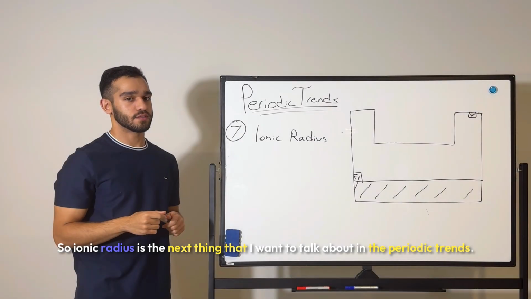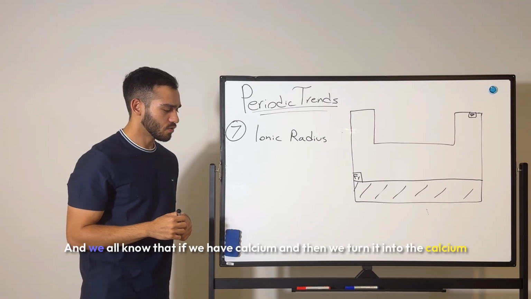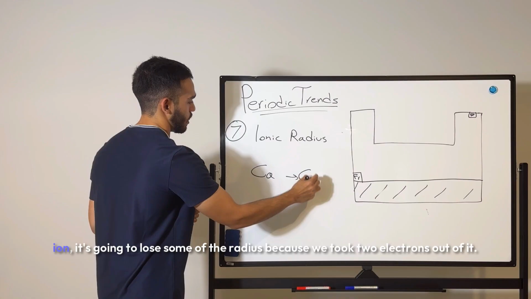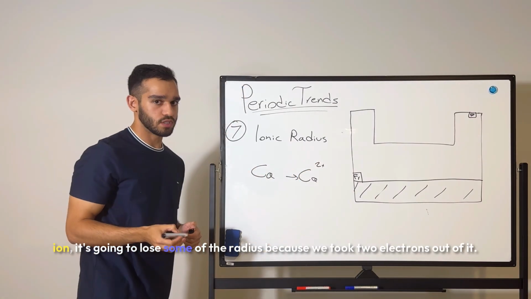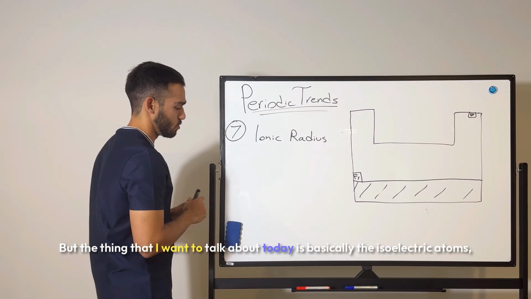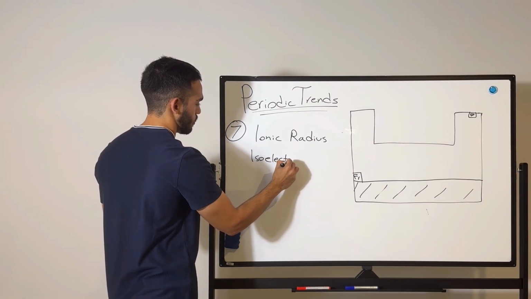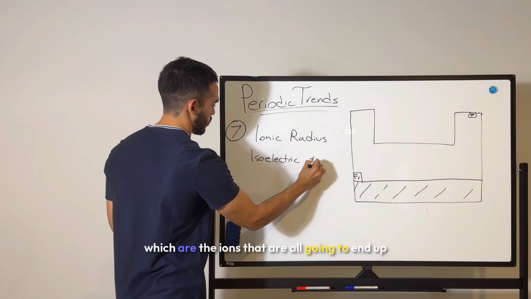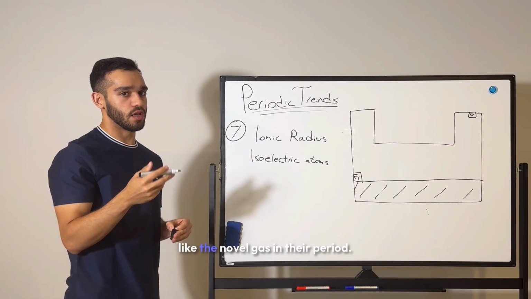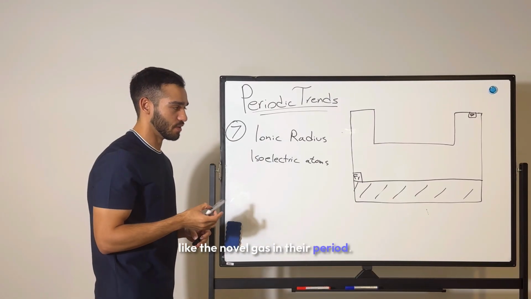So ionic radius is the next thing that I want to talk about in the periodic trends. We all know that if we have calcium and then we turn it into the calcium ion, it's going to lose some of the radius because we took 2 electrons out of it. But the thing that I want to talk about today is basically the isoelectronic atoms, which are the ions that all end up like the noble gas in their period.